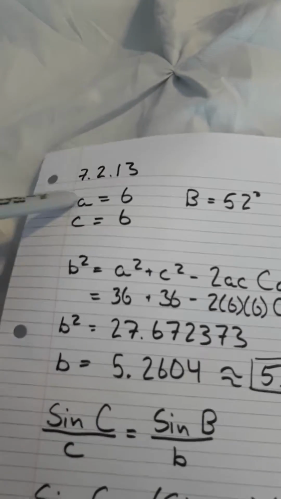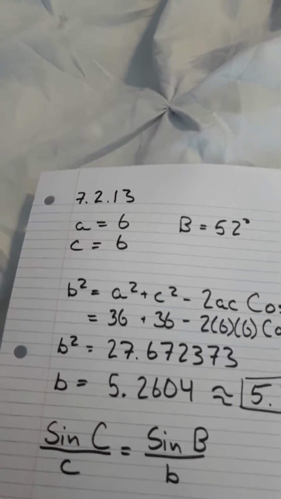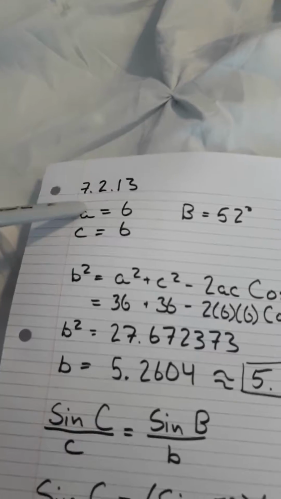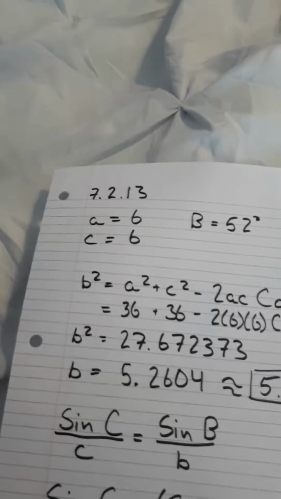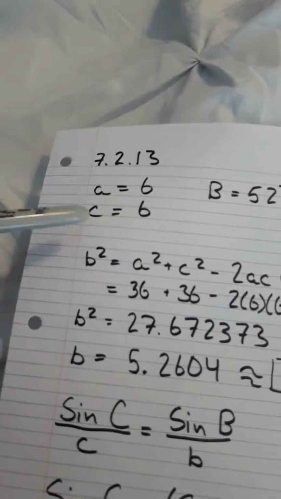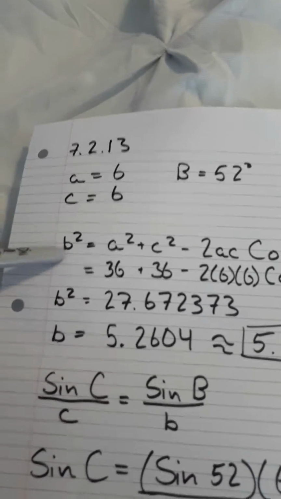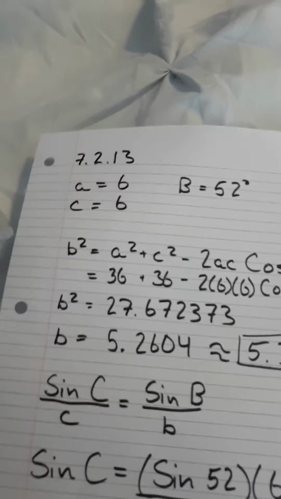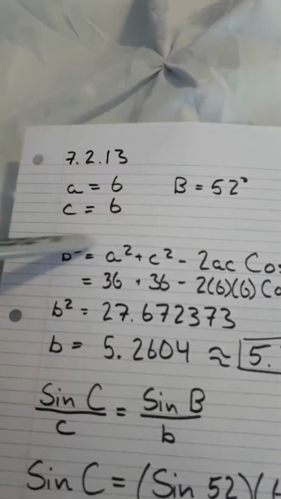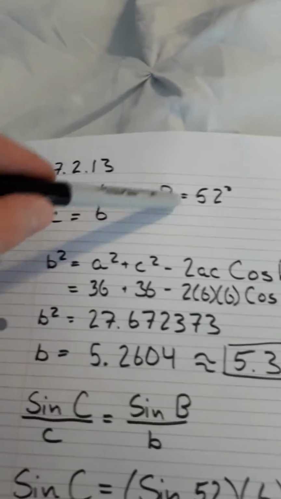So we have side A, C, and angle B, but we don't have a complete ratio, right? I don't know what angle A and side A are, or angle B and side B, or angle C and side C. So what we have to do first is use the law of cosines. So here I'm going to find B, partly because I know that angle. That's the only angle I know, so that will give me my complete ratio.